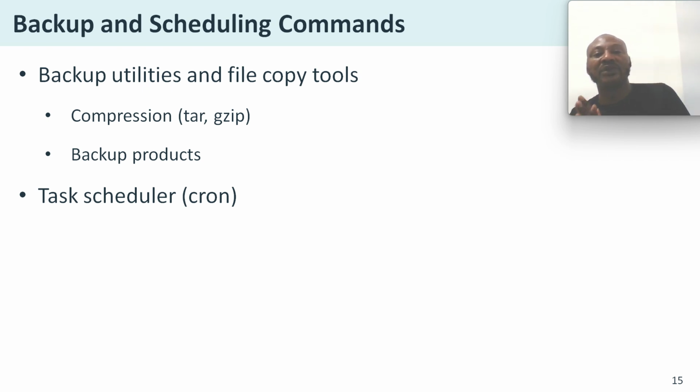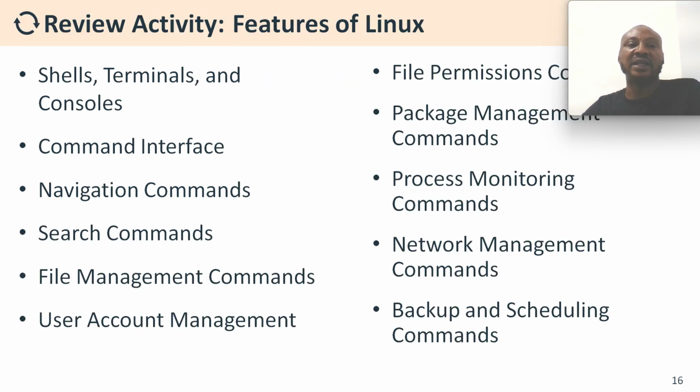So backup utility. This compressor is just to compress a file. To compress a file, you need to reduce the size of the file. It's a compressor command. Backup products, you must back up. Task scheduler. Now, in Linux, you're not going to see task scheduler. What you see is going to say cron. That's what we're going to see.